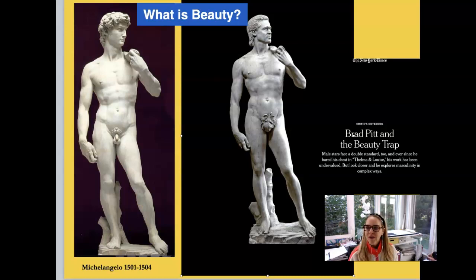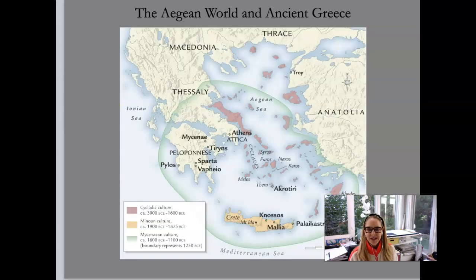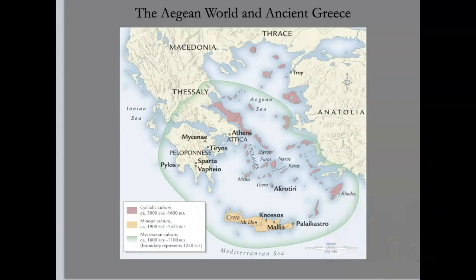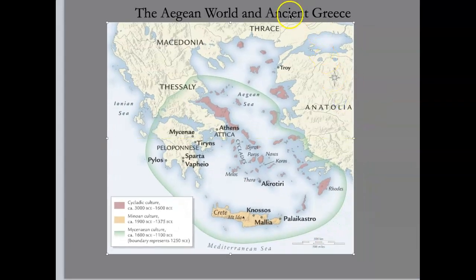So with all of that, with our discussion about what is beauty, does life imitate art? What is classic? What is democracy? What are these new values? We'll begin our discussion of early classical art by looking at the ancient Aegean world and 3 cultures. We're going to be looking at 3 very specific cultures today: the Cycladic, the Minoan, and the Mycenaean.